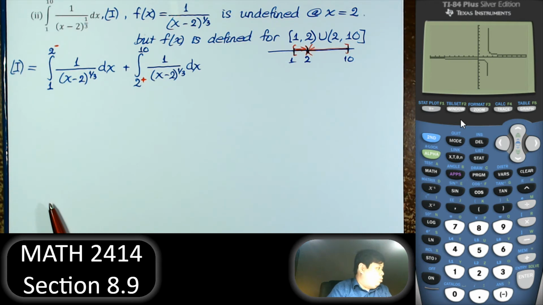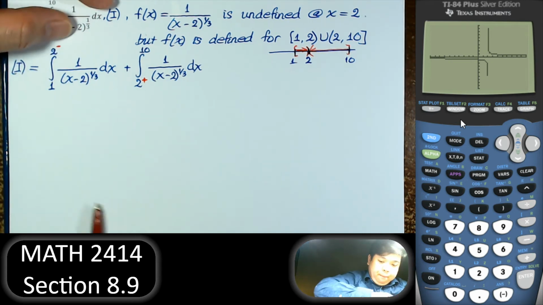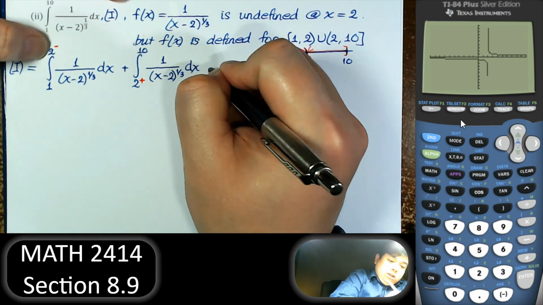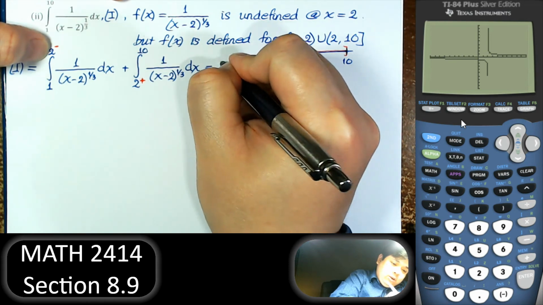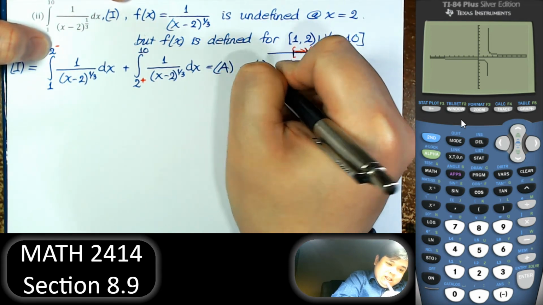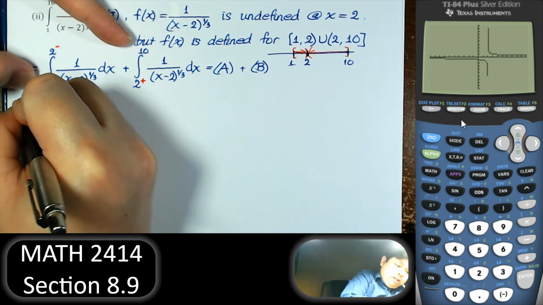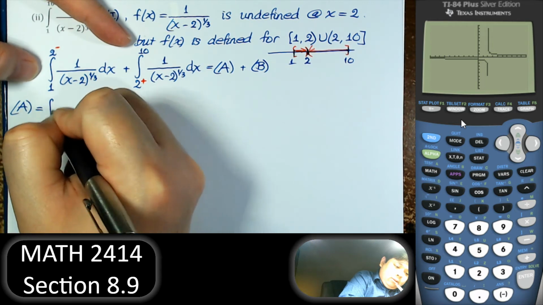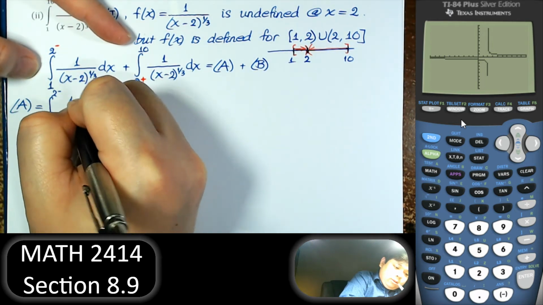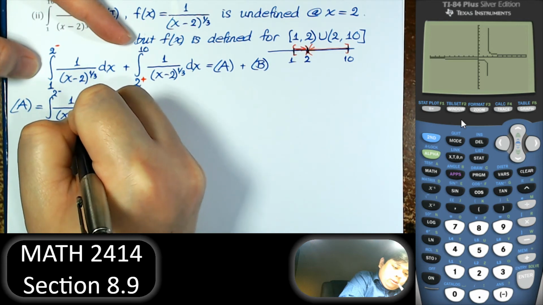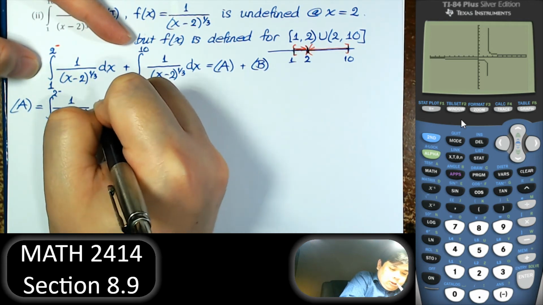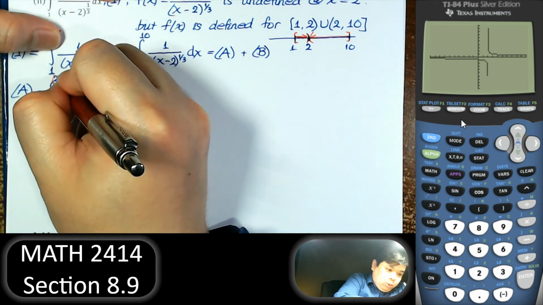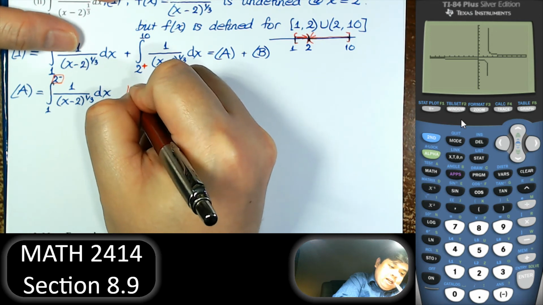I said I probably won't have enough space to do this. Let's say we already used that. So let's say the first integral is A, and the second integral is B. Right, let's do A first. So we do that first. Now there's a problem with the limit, so the upper limit will be b.